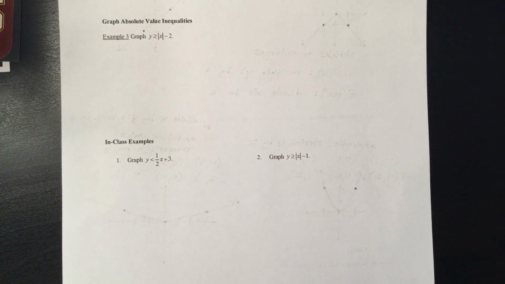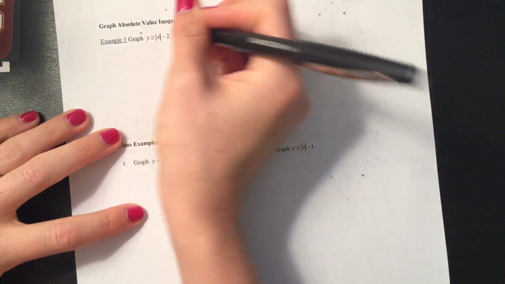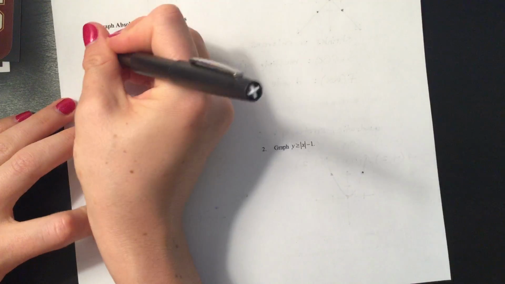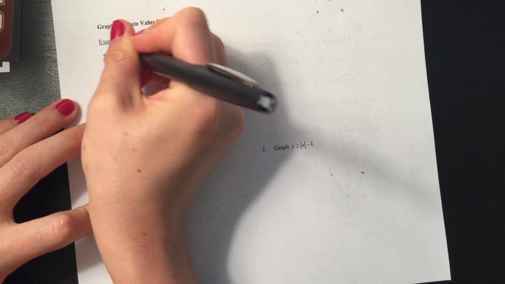All right, our last question here is graphing an absolute value inequality. So remember from the last section, 2.7, how we graph these absolute values. So we're going to do a little transformation. So our transformation is 2 down. Okay, so 2 units down.